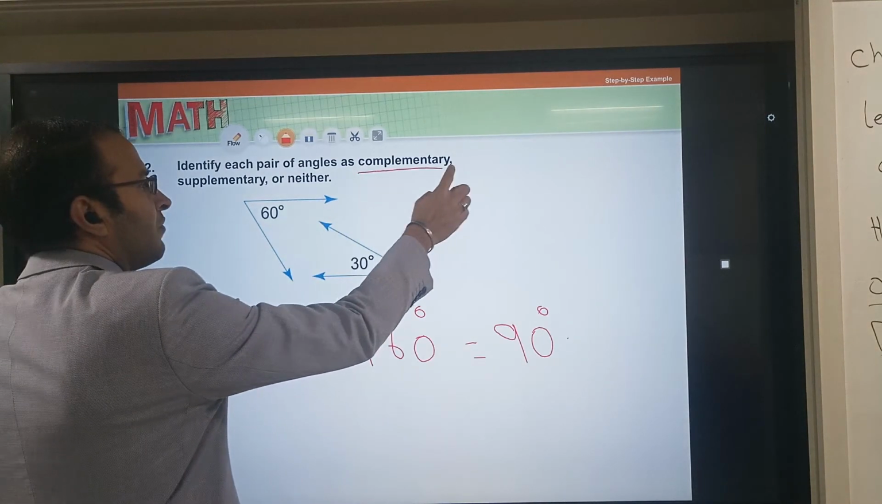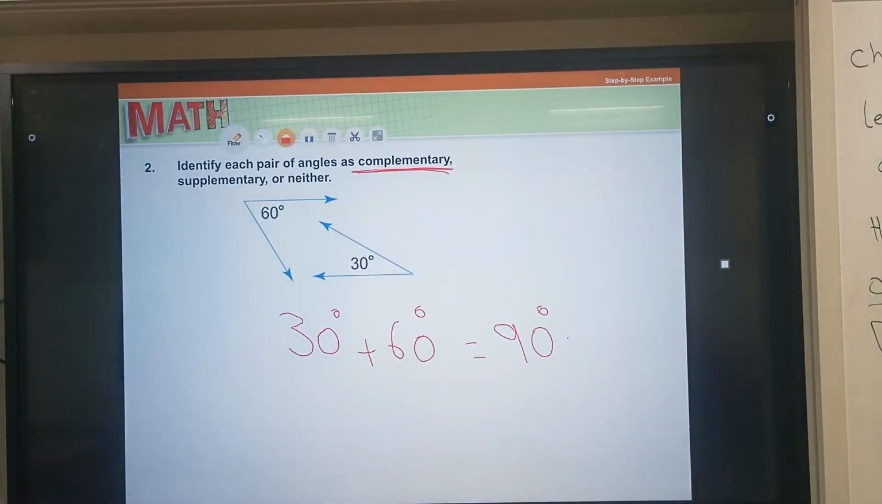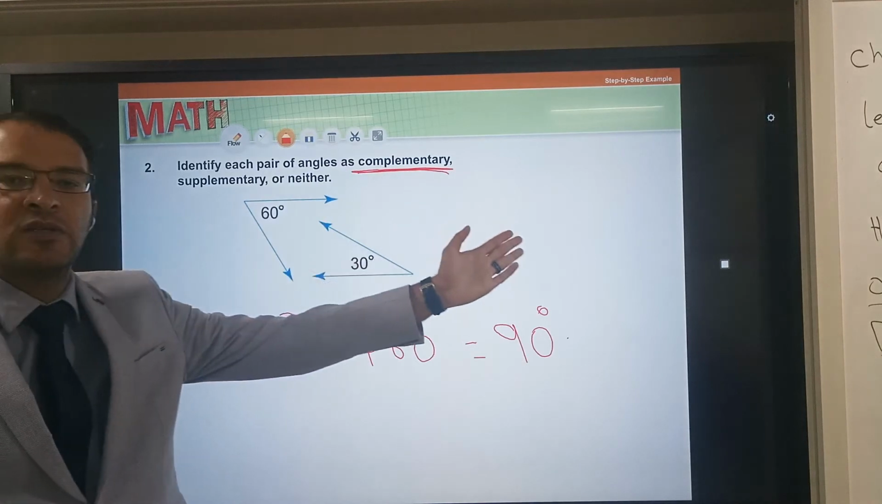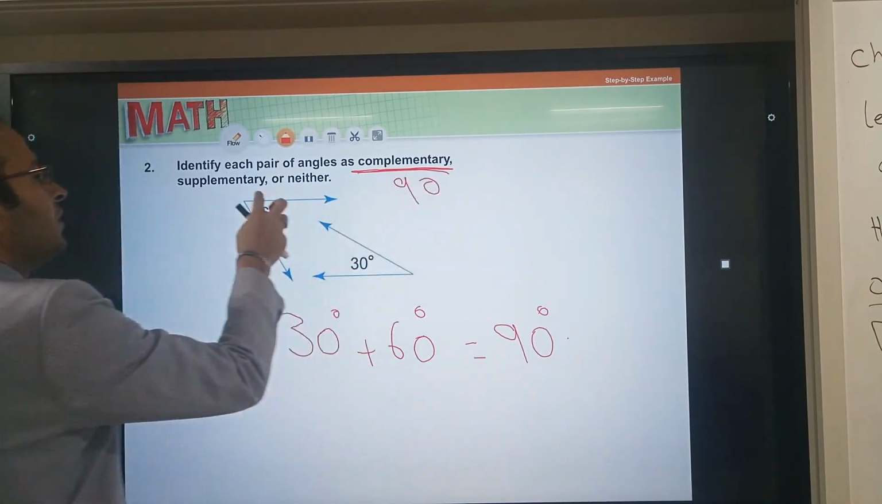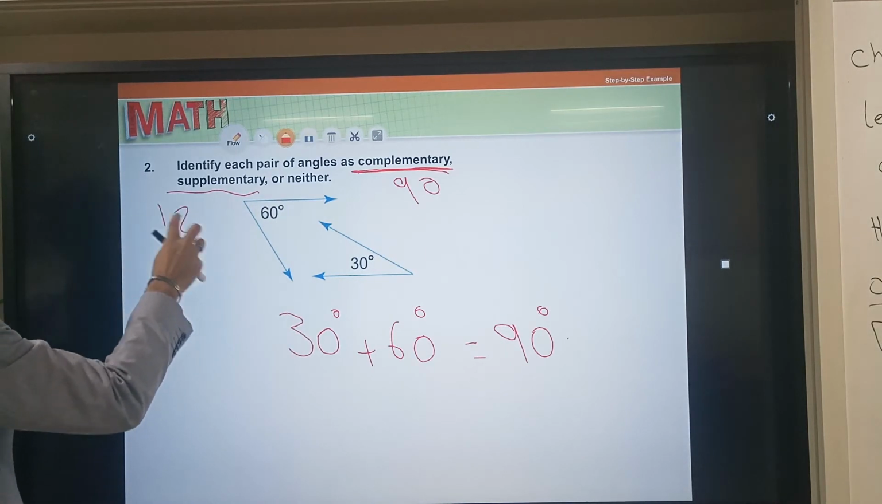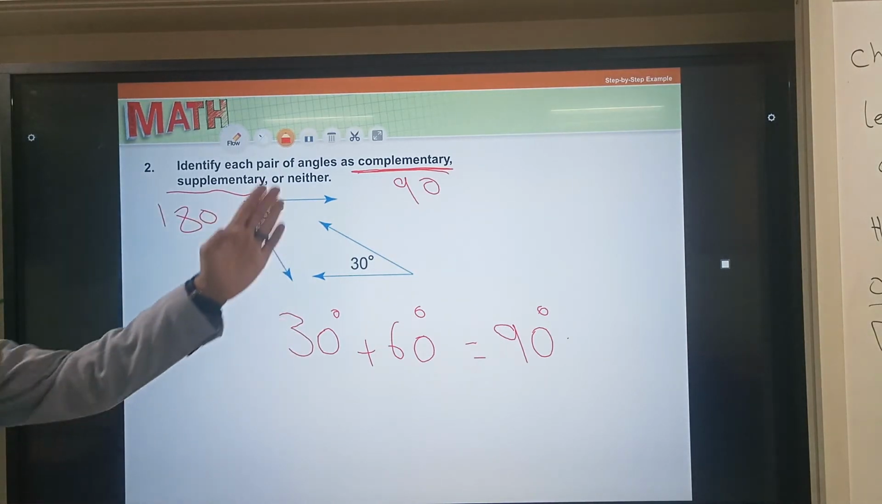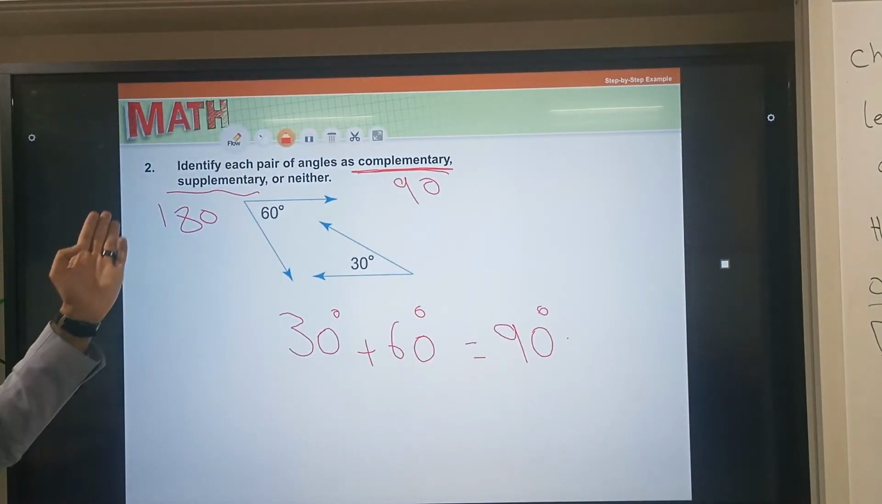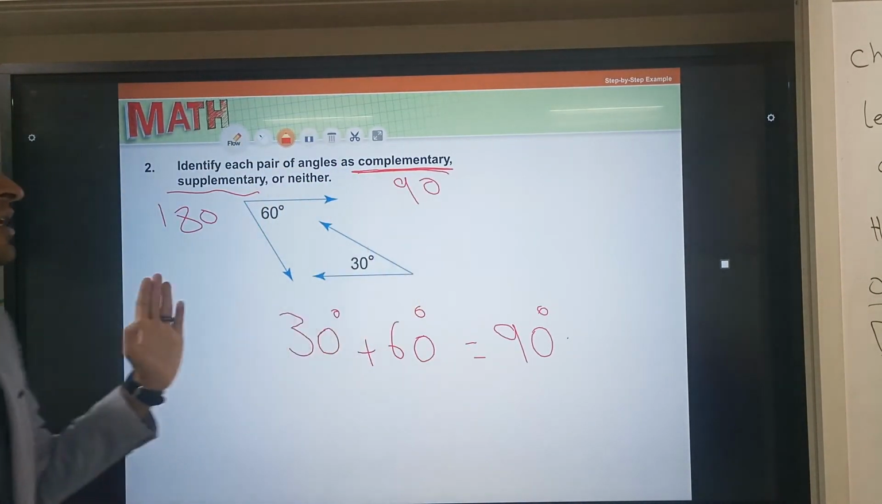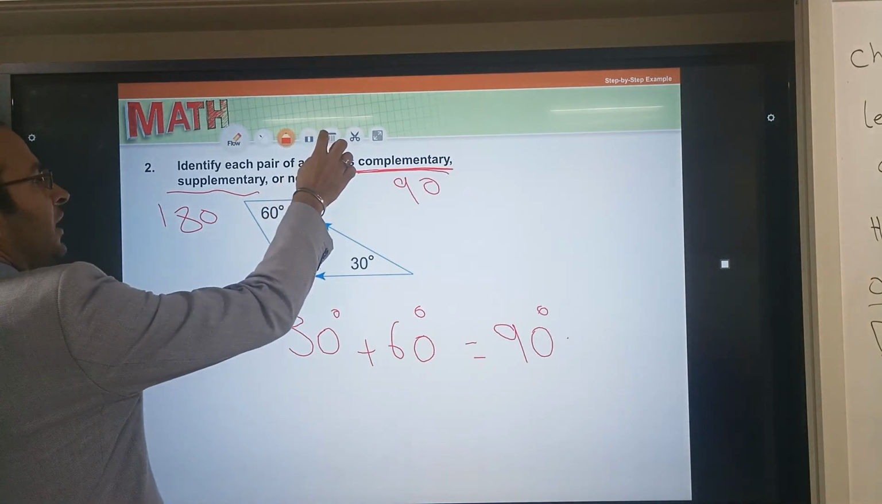If the sum is 90, it will be complementary. So complementary means the sum of them is 90. Supplementary means the sum of them is 180. So again, complementary, the sum is 90; supplementary, the sum is 180.